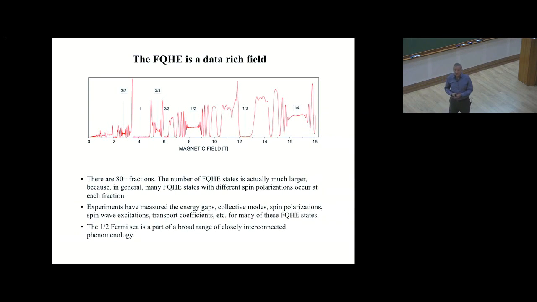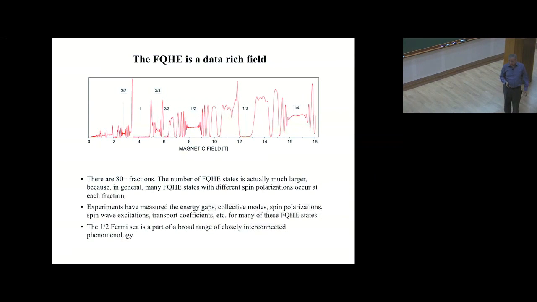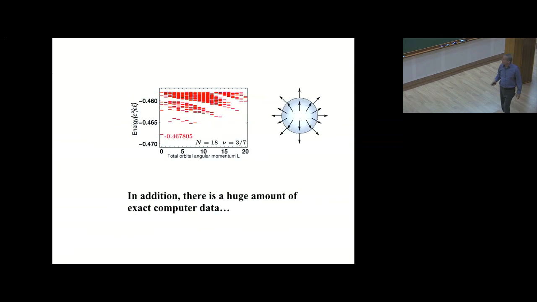Experimentalists can measure various properties of the states at each of these fractions. For example, they can measure energy gaps, collective mode excitations, spin polarization, spin waves, various transport coefficients, etc. So it's a data-rich field. It's a huge amount of data. And to this, we can also add theoretical data.